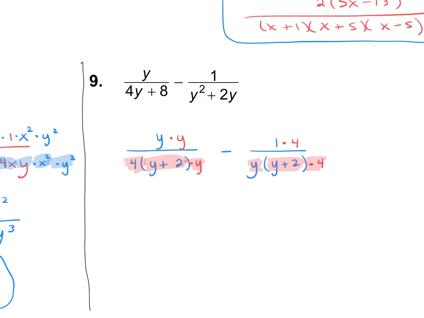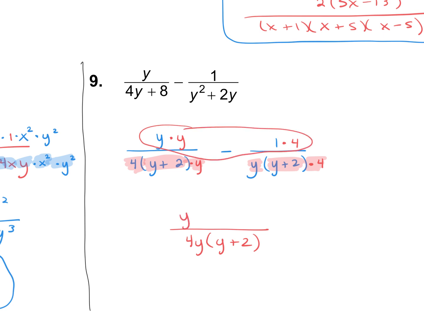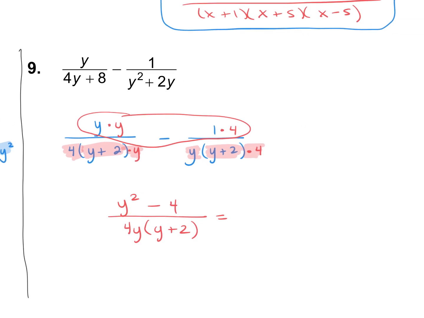All right, so we know that our denominator will be a 4 times a y plus 2. So I'm just going to say 4y times y plus 2. And then the numerator is y times y minus a 1 times 4. Y times y is y squared minus 1 times 4 is 4. All right, well, we definitely can simplify this answer. I see a y squared minus 4 in the numerator.